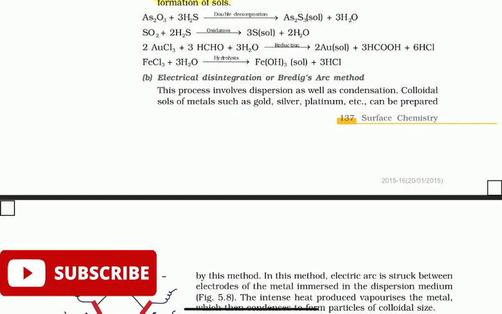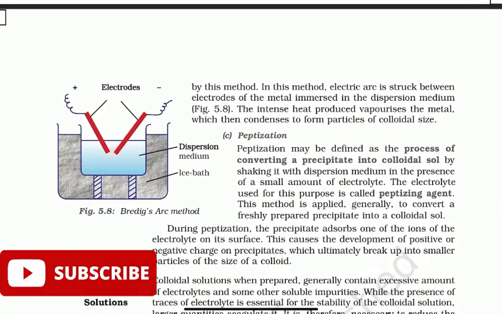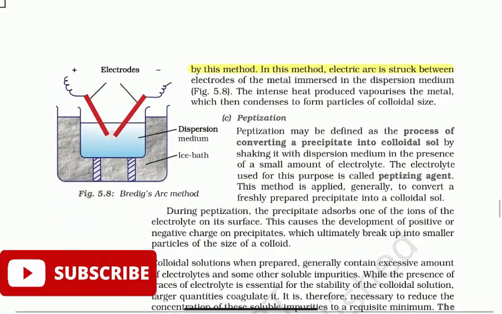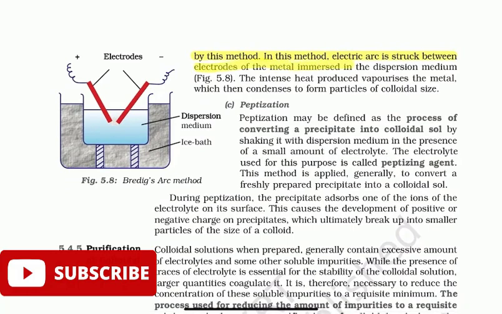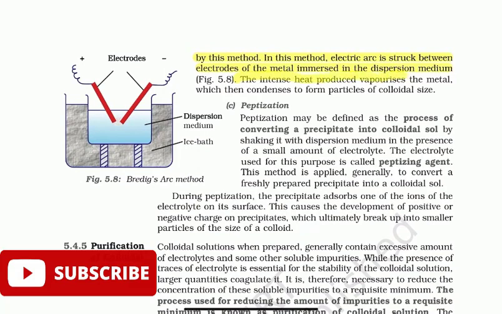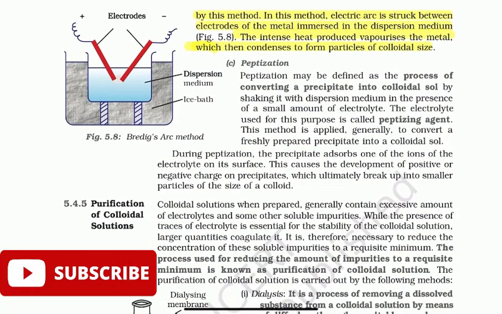Electrical disintegration or Bredig's arc method. This process involves the dispersion as well as condensation. Colloidal sols of metals such as gold, silver, platinum, etc. can be prepared by this method. In this method, an electric arc is struck between electrodes of the metal immersed in the dispersion medium. The intense heat produced vaporizes the metal, which then condenses to form particles of colloidal size.